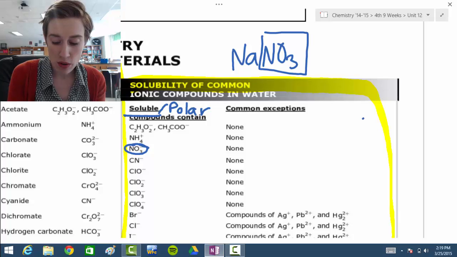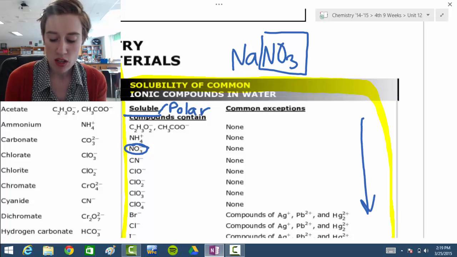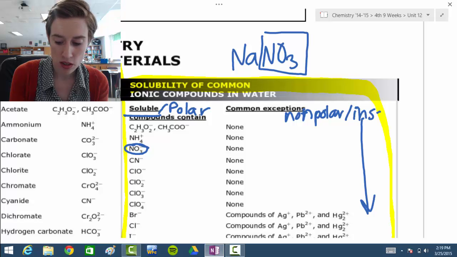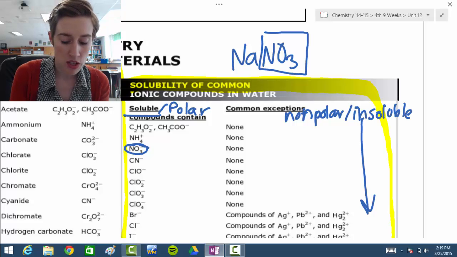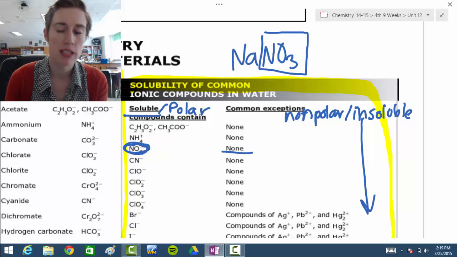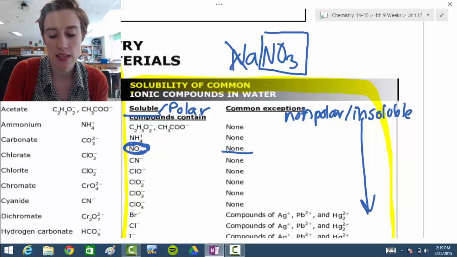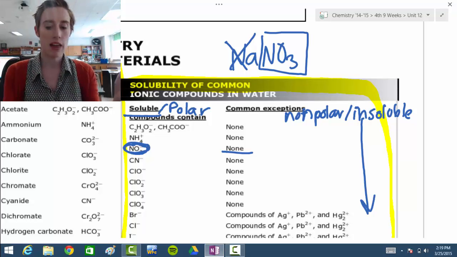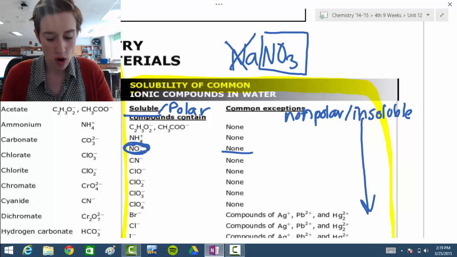Over on this side, though, it tells you exceptions, okay? If it's in this list, it's non-polar, or insoluble. For nitrates, something that is made of a nitrate, there are no exceptions. So basically, the Na doesn't matter. As long as NO3 is there, then NaNO3 together is soluble. It will mix in water, okay?